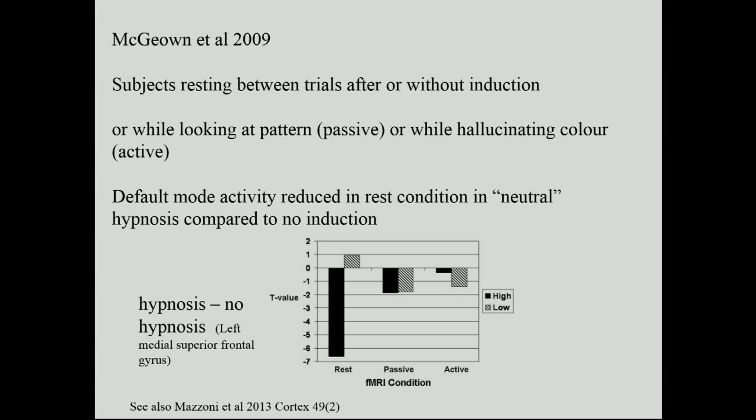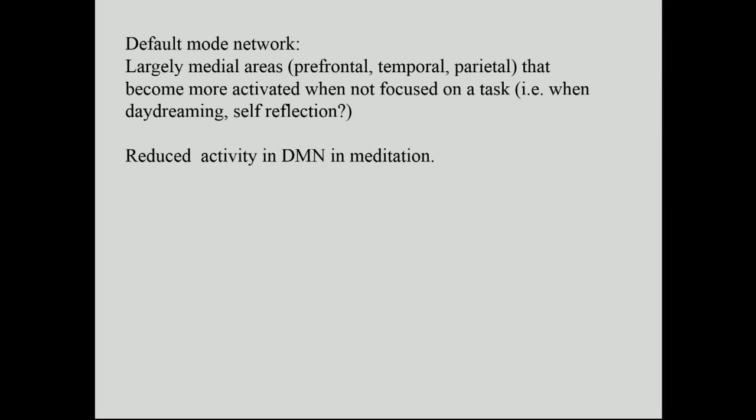You do get it with meditation. So when people meditate, there's reduction in default mode activity. I don't know about being drunk. Good question. So I have it here. The reduced activity in default mode network, that's DMN, in meditation. So what is the default mode network doing? Well, it's probably involved when you're daydreaming, remembering things, planning things, reflecting on yourself.